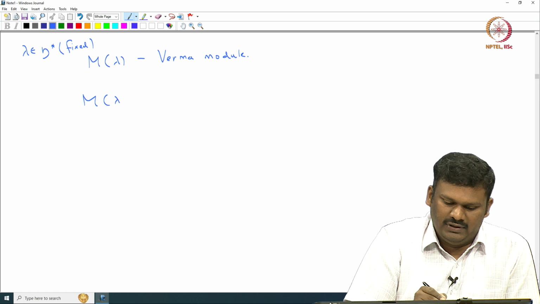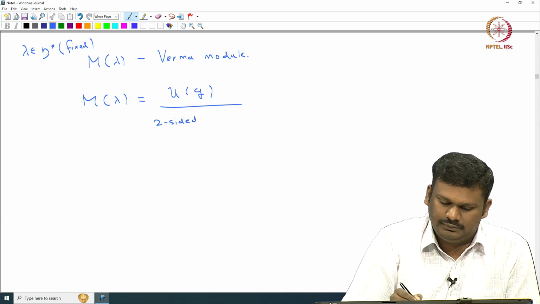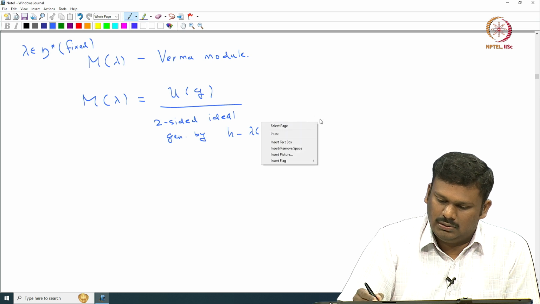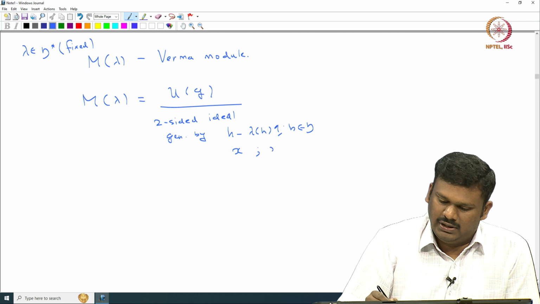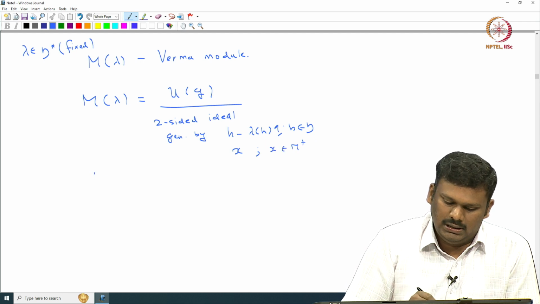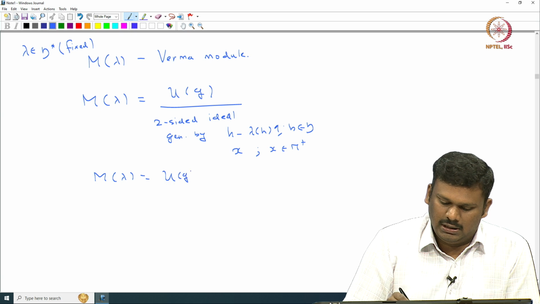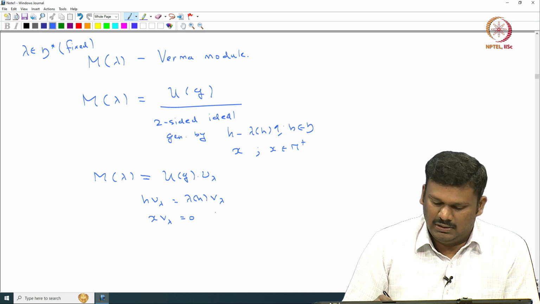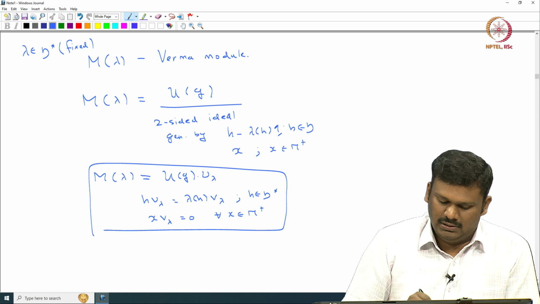Recall that by definition, M of lambda is defined as U of g modulo the two sided ideal generated by H minus lambda of H, where H comes from the Cartan subalgebra, and X where X comes from n plus. So, in particular M of lambda is generated by this small v lambda, where H v lambda is given by lambda of H times v lambda, and X v lambda is killed for all X in n plus. This is for all H in the Cartan subalgebra. So, these things we have already realized.